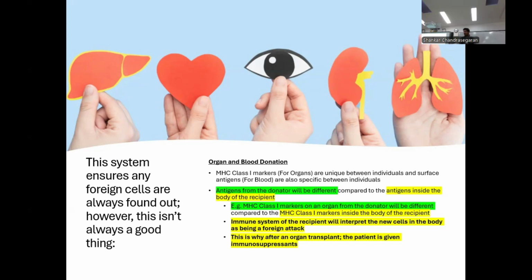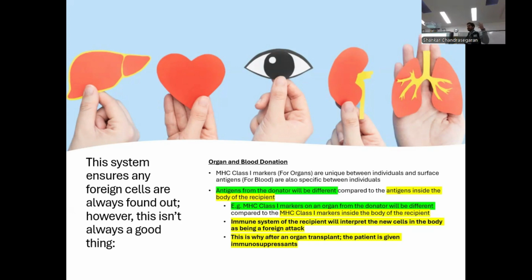That means that the MHC class 1 markers on an organ from a donor will trigger the immune response from the recipient's body, because it recognizes it as being foreign. So let me paint a picture. The person who's donating, person A, has different antigens compared to person B.